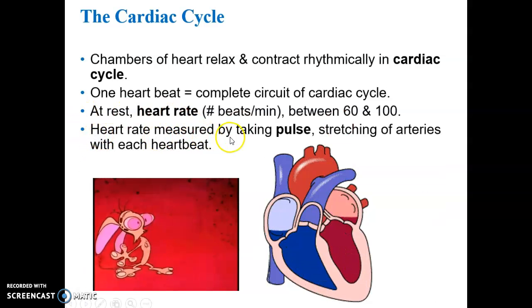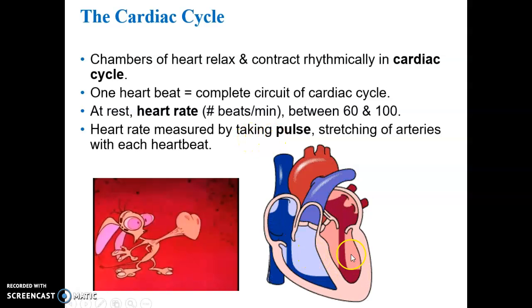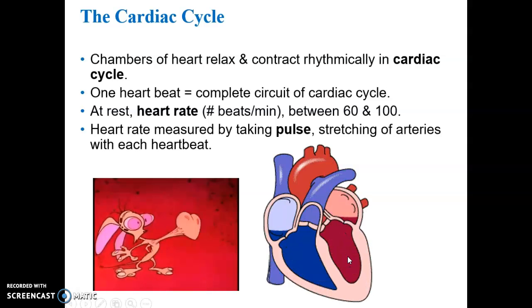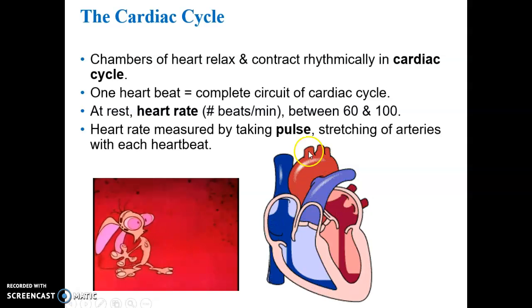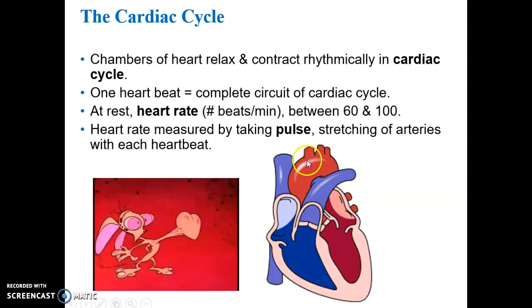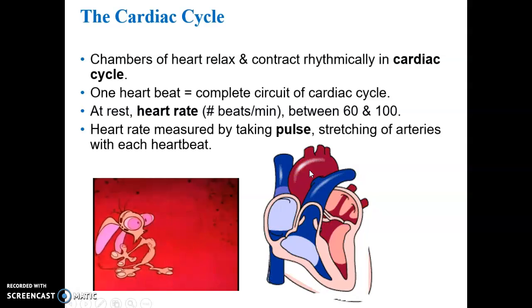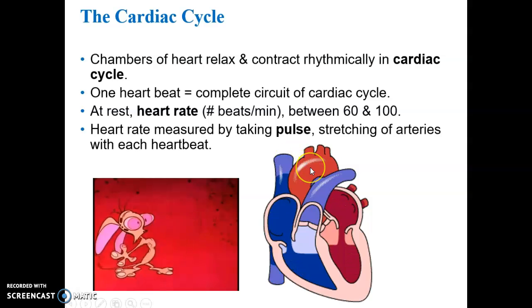So the heart rate is measured by taking the pulse, and the pulse occurs because as blood is ejected forcefully out of the ventricles, in particular the left ventricle, that blood goes into the arteries, first the aorta and then all the other arteries. Those arteries are actually distended. They stretch a little bit to accommodate the forceful ejection and entry of blood into them. So that stretching and then recoil of these arteries you can feel as a pulse, like your cardiac pulse in your neck.